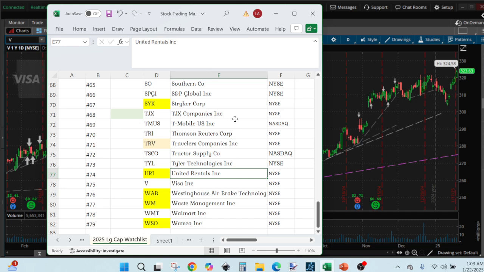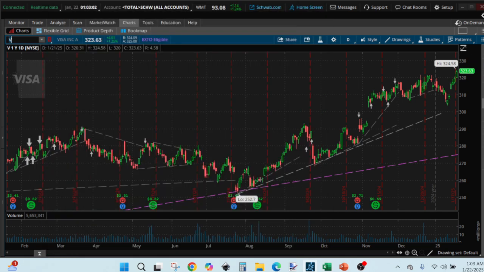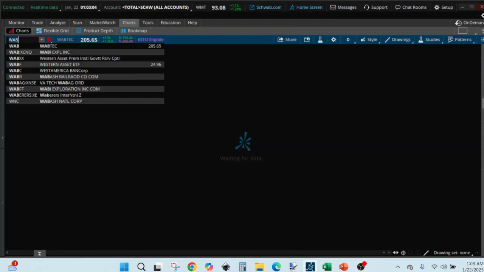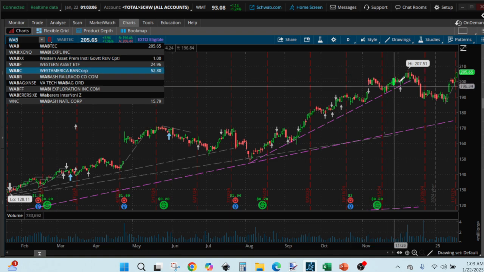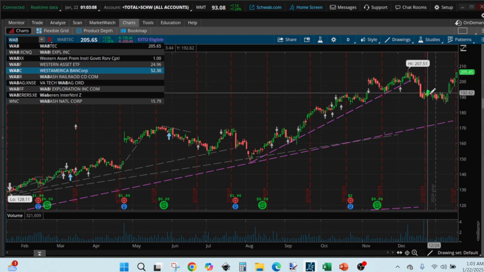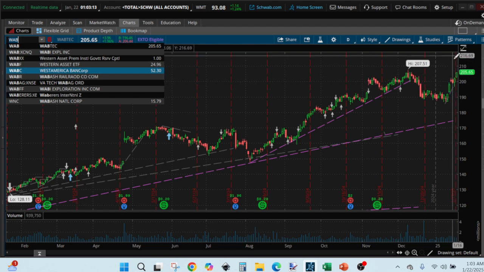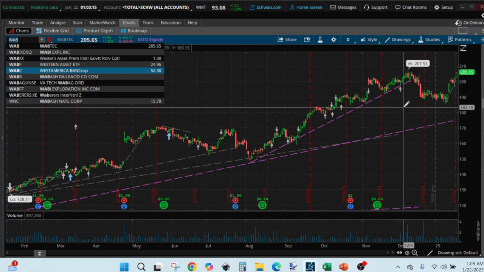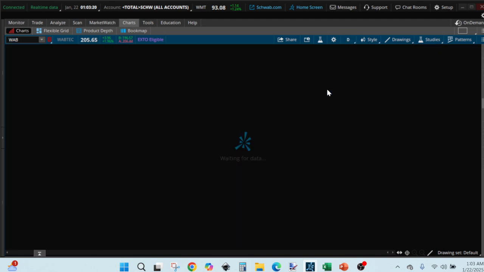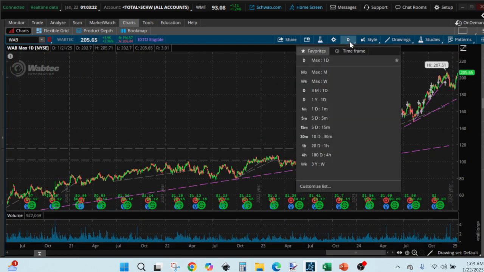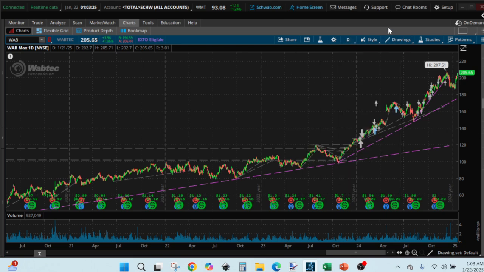The next one is WAB, and we have WAB in our portfolio. We have not sold it yet. We bought it there, the price went up, pulled back, and then started going up as well. So we can aim for the next high. It seems close. So if we go to maximum daily, we can see those two lines that we traced, and how it's going up.